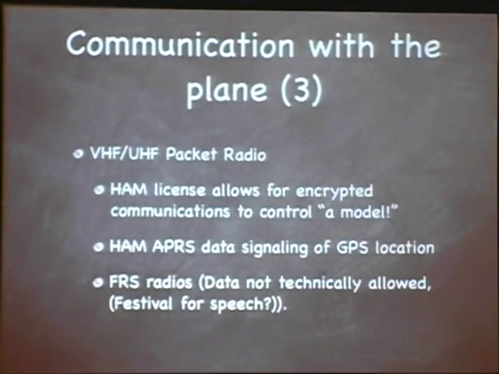VHF and UHF packet radio, under the ham radio licenses, allow for encryption for the purpose of controlling a model. It's pretty much the only exception made for using encryption with a ham license. There's APRS, which is a position reporting system that uses packet radio, which would be useful for finding the plane. A bunch of amateur radio people have made kits, really small embedded boards, that broadcast the location beacon. And of course the FRS radios, which are cheap little Walmart walkie-talkies.